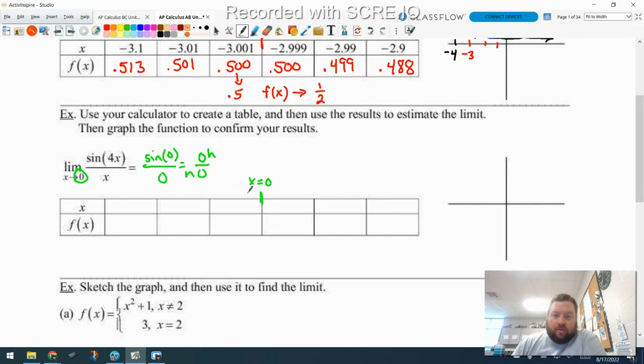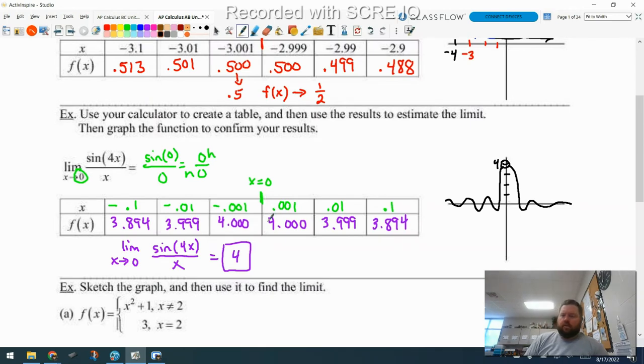So you want to pick numbers on the left side to get closer and closer to 0, and numbers on the right side. So left side of 0, we're going to have negative numbers. Negative, and I'm going to start with 0.1, and then negative 0.01, and then negative 0.001. Then on the right side, we're going to have positive 0.1, positive 0.01, and positive 0.001. So those are the x values you want to work with. Come back after you've plugged those in and see how you did.